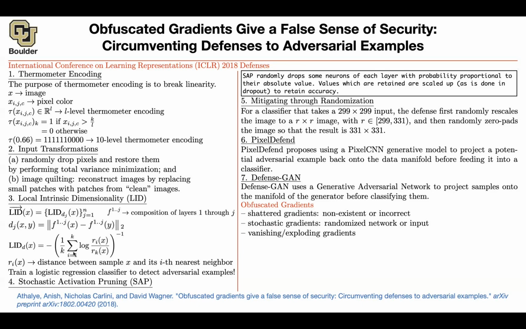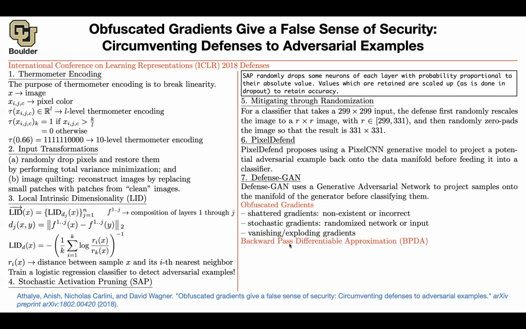This other one is similar if you add it to your loss function because of this k nearest neighbor. These ones, stochastic activation pruning and randomization, you're just randomizing your network or your input, and maybe because you have stochastic gradients, your adversary has to deal with them and is going to have difficulty. The other one leads to vanishing and exploding gradients, because to reach your input, you have to backpropagate through a longer network. But there are ways to deal with all of them.